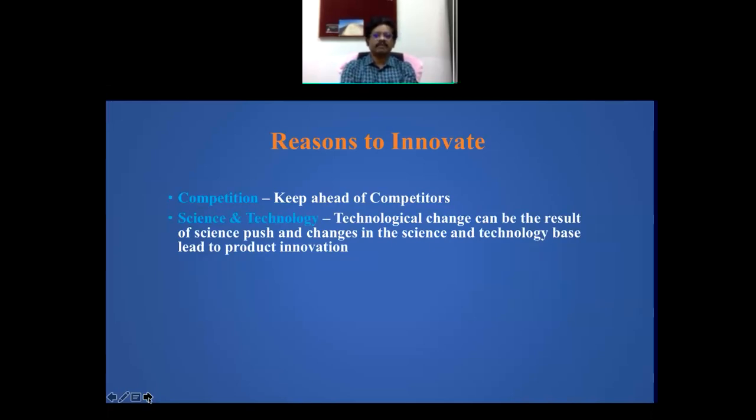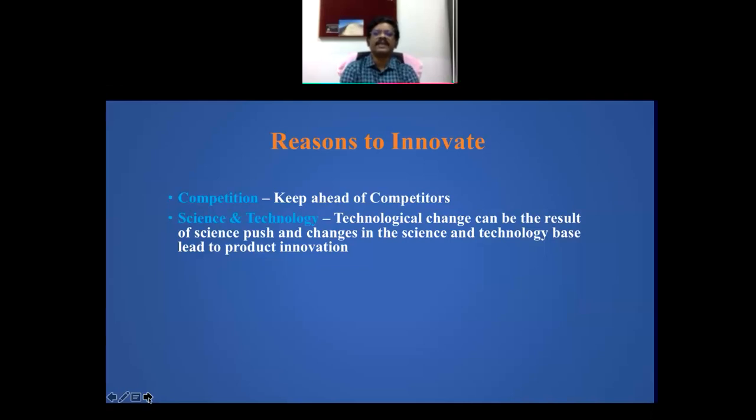Another important thing is science and technology. In science and technology, what happens? Technological changes can be the result of science push; the changes in science and technology lead to product innovation. When you look at the various products that are there, as I showed earlier, even the computer world model, the initial model. When you see the computer that was used in the early stage, it was totally different, right? The size was huge.